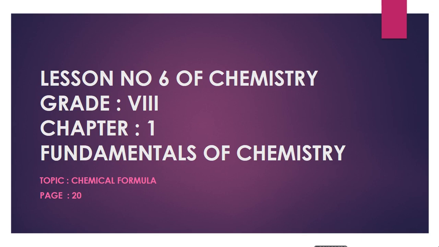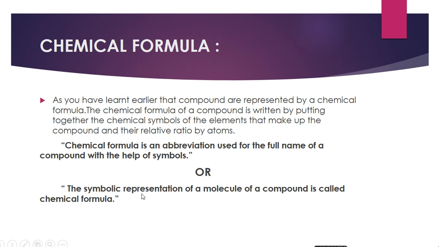This is lesson number 6 of chemistry and chapter 1 again, fundamentals of chemistry. The topic is chemical formula, given on page number 20. As you have learnt earlier, compounds are represented by a chemical formula. The chemical formula of a compound is written by putting together the chemical symbols of the elements that make up the compound and their relative ratio by atoms.